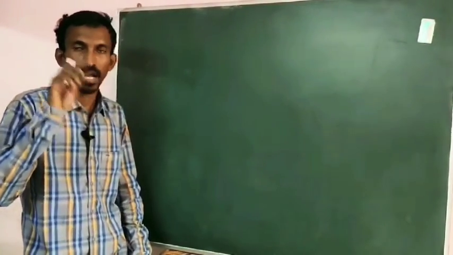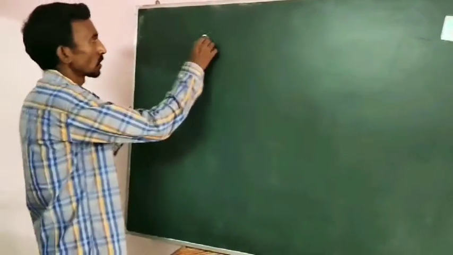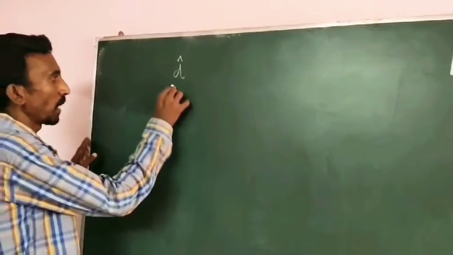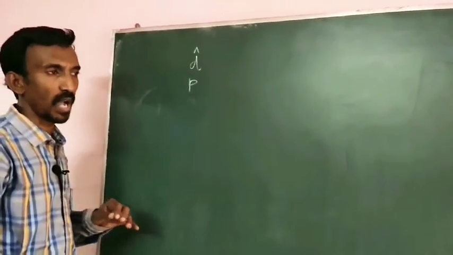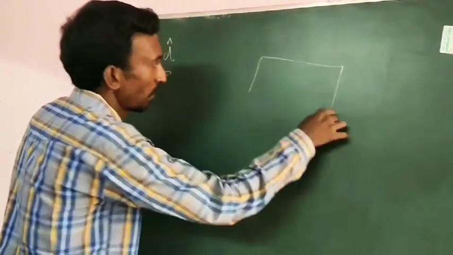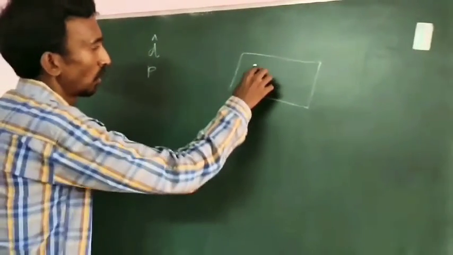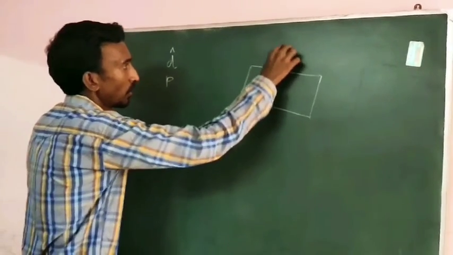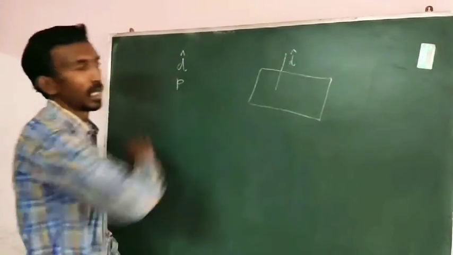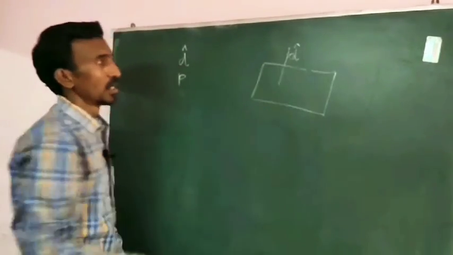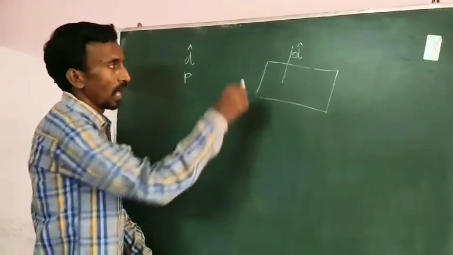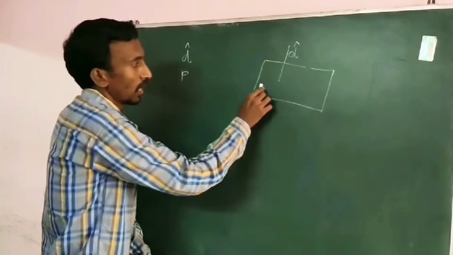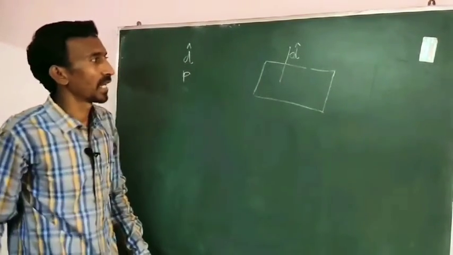the perpendicular distance from the origin is given. Suppose D vector is a unit normal to the required plane and P is the perpendicular distance from the origin. Imagine it is a plane. A vector perpendicular to this one, the unit normal to the plane, is D cap. Since it is perpendicular to the plane, it is also perpendicular to each and every line present in the plane.